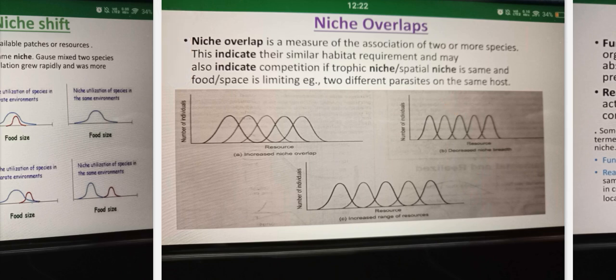Niche overlap is a measure of the association of two or more species. This indicates their similar habitat requirements and may also indicate competition if trophic niche and spatial niche are the same and food and space are limited. Two different parasites on the same host. Increased niche overlap, decreased niche overlap, then increased range of resources.